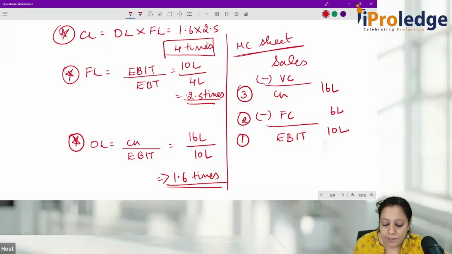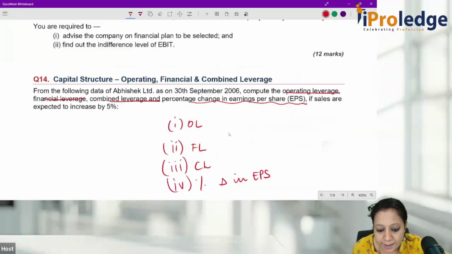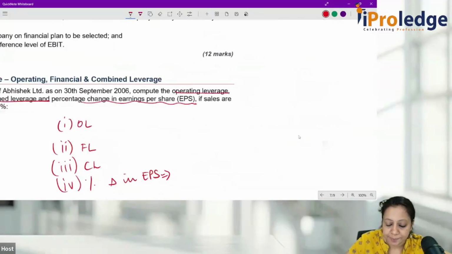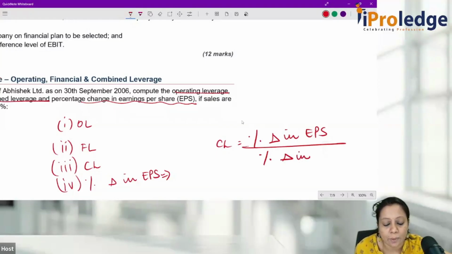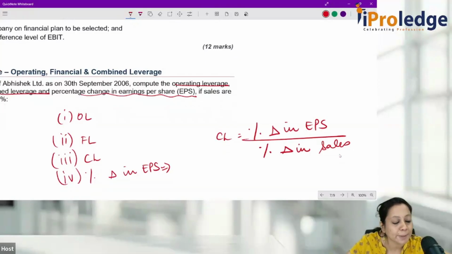So now we will proceed to the last one, that is percentage change in EPS. It is a very simple thing. Combined leverage, what is the other formula? Percentage change in EPS divided by percentage change in sales. So both are given to us, one needs to be found out. Combined leverage we already know. So it is very simple.